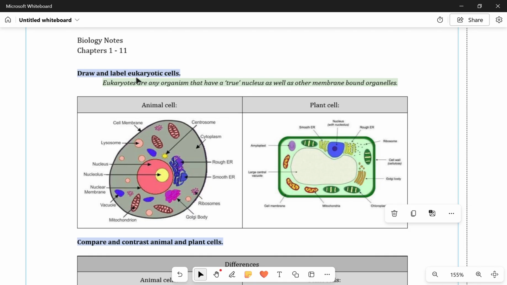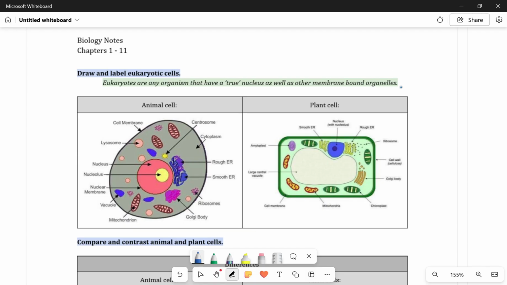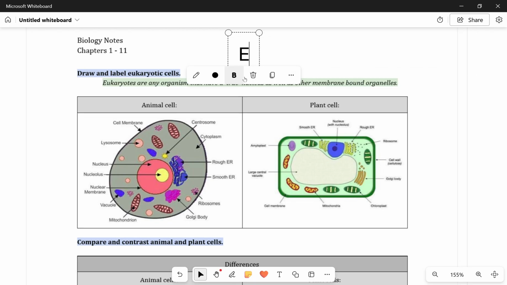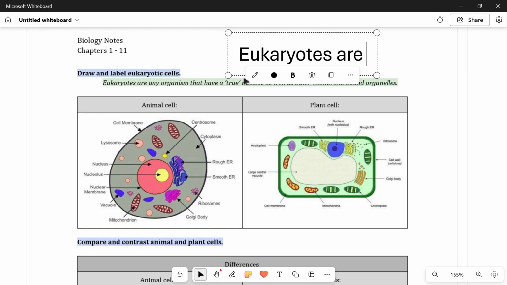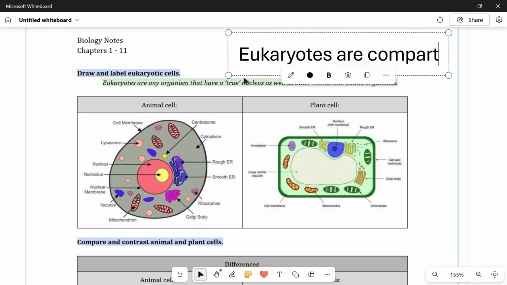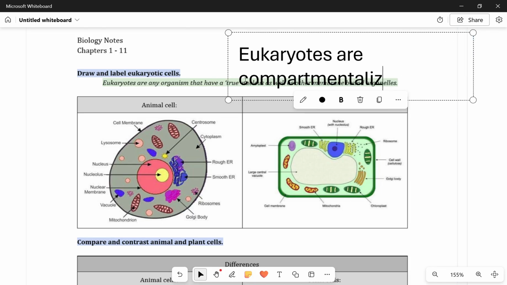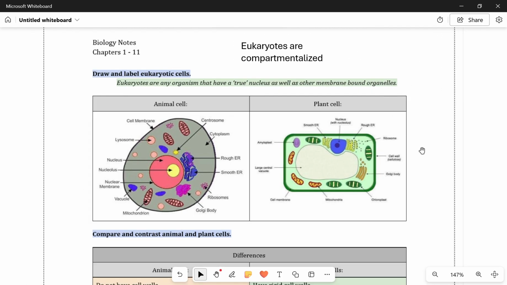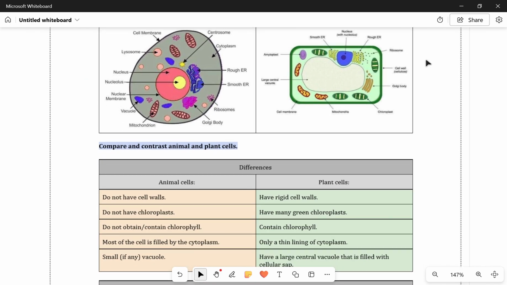Eukaryotic cells are the cells that make up eukaryotes, obviously. And eukaryotes are any organisms that have a true nucleus as well as other membrane-bound organelles. We can say that eukaryotes are compartmentalized. Now we can look at animal cells and plant cells.